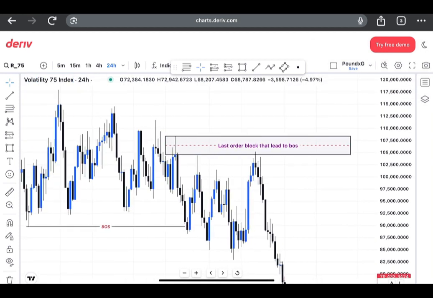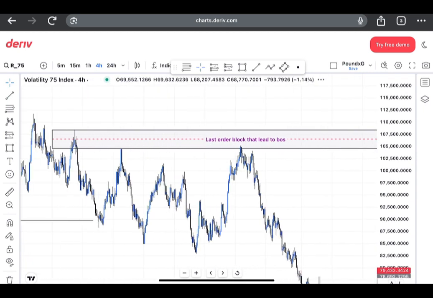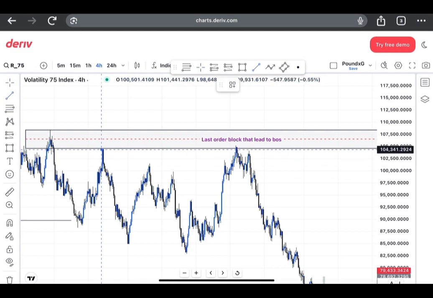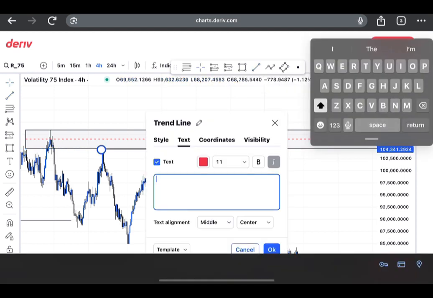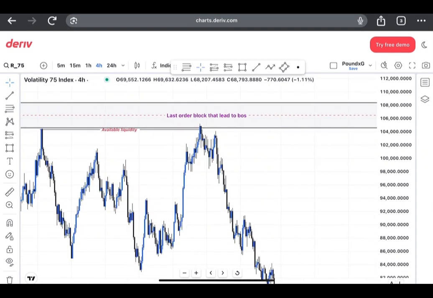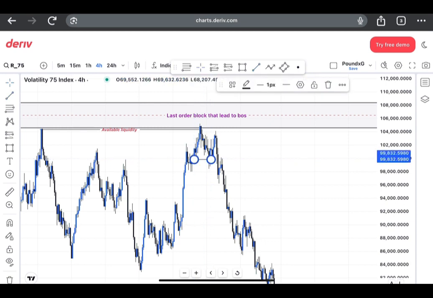So after mapping out my daily time frame order block, I move to the lower time frame and refine my zones. But first I have to map out my liquidity to make sure there's a liquidity grab there, because if you can't spot the available liquidity, you might likely get swept. So I've mapped out my available liquidity and the market has tapped into my daily time frame order block that led to a break of structure.